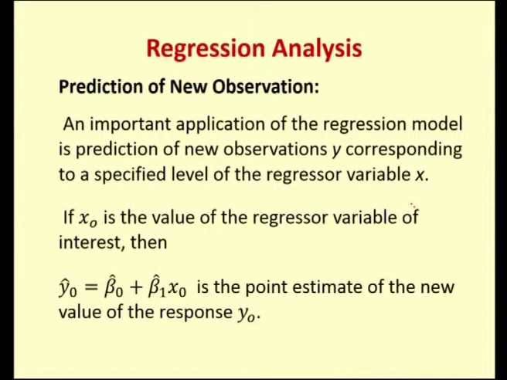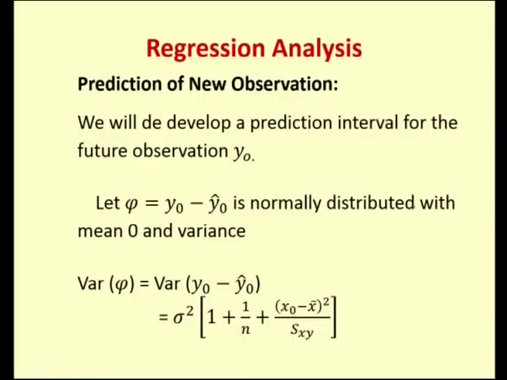Now, the next topic under regression analysis would be the prediction of new observation, that is, estimation of new observation, and this is an important application of the regression model. The prediction of new observations y corresponding to a specified level of the regressor variable x is being carried out. If x naught is the value of the regressor variable of interest, then y naught cap is equal to beta naught cap plus beta 1 cap x naught, which is the point estimate of the new value of the response variable y naught. And here we will develop a prediction interval for the future observation y naught.